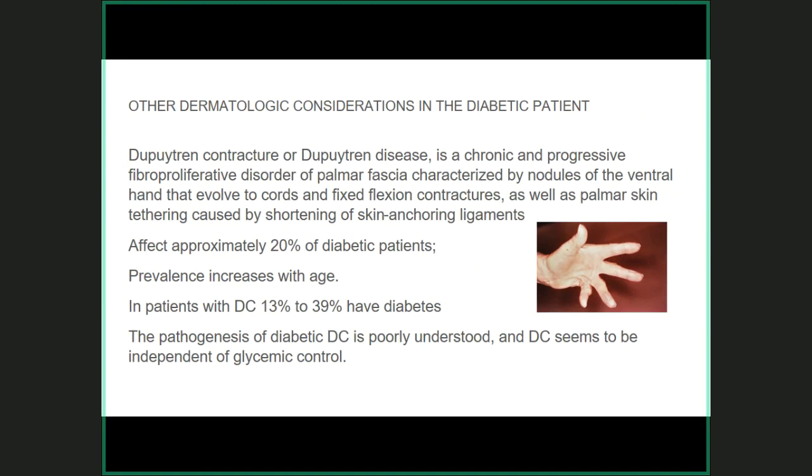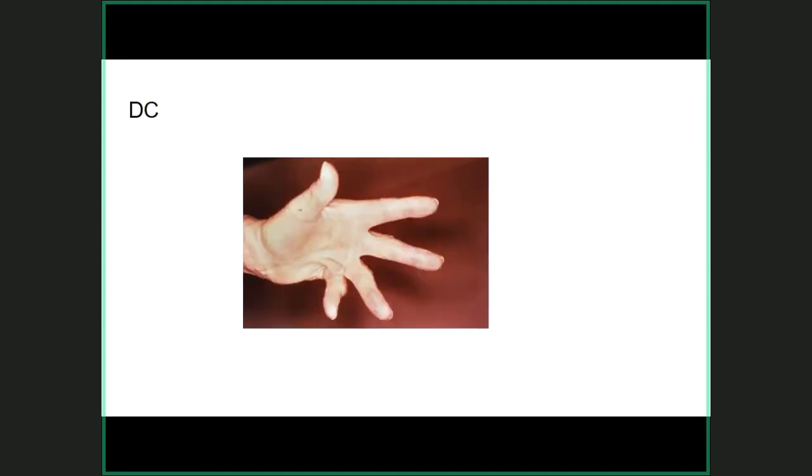About 13 to 40% of diabetic patients have Dupuytren's contracture, and we don't really know the exact pathogenesis, but it's probably unrelated to the glycemic control. Here's a more close-up picture.